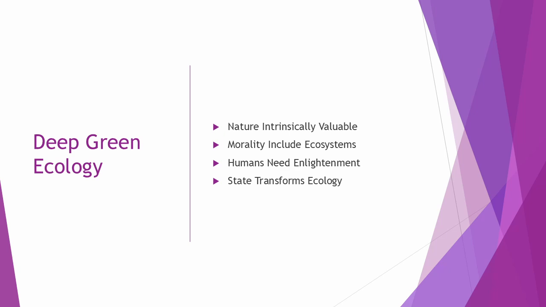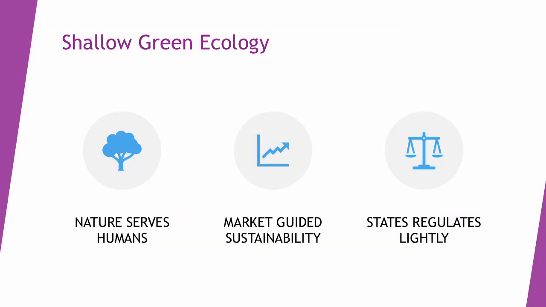community. The deep green ecologist view on the state is that political structures must be fundamentally transformed to protect ecological integrity. Shallow green ecologism is a reformist stance based on enlightened anthropocentrism and weak sustainability aimed at preserving the environment for human benefit. The shallow green ecologist view on ecology is that nature must be protected because human well-being depends on it. The shallow green ecologist view on holism is that ecological interdependence matters but human needs remain central.